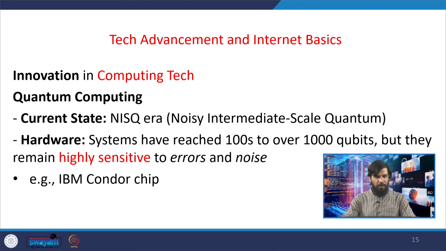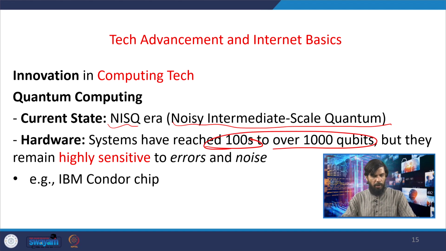Now, if we look at the current state of quantum computing, right now it is at the NISQ era, which is noisy intermediate scale quantum, right. And if we look at the kind of hardware that is there, systems have actually reached hundreds to over 1000 qubits, right. But there are still noise issues in the current state of quantum computers. They remain highly sensitive to errors and noise, right.